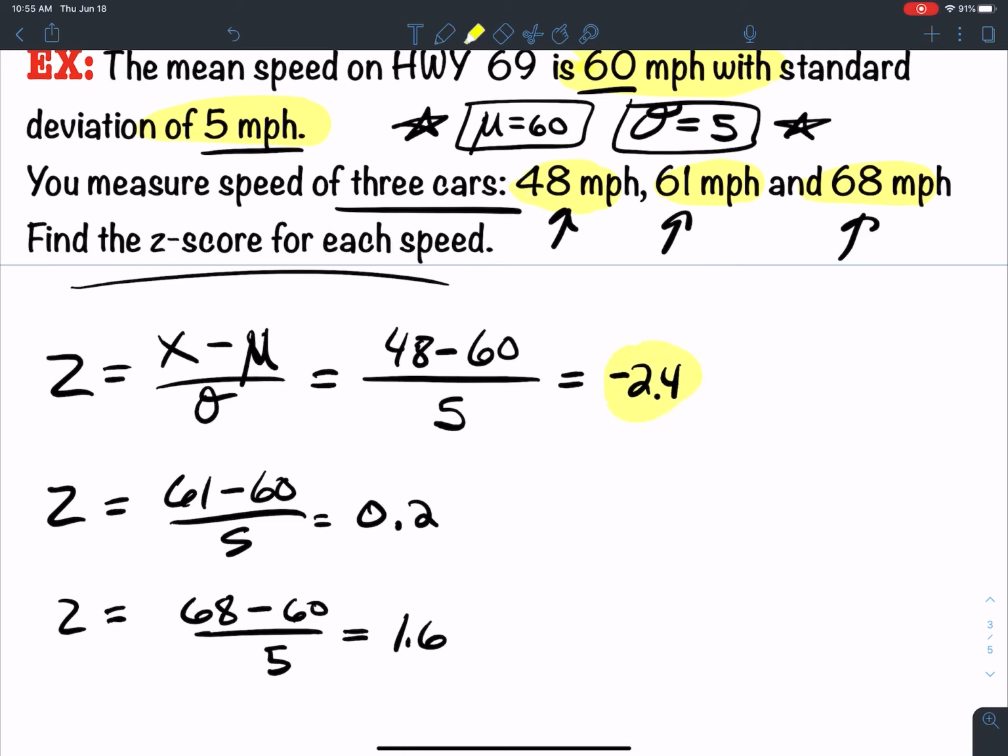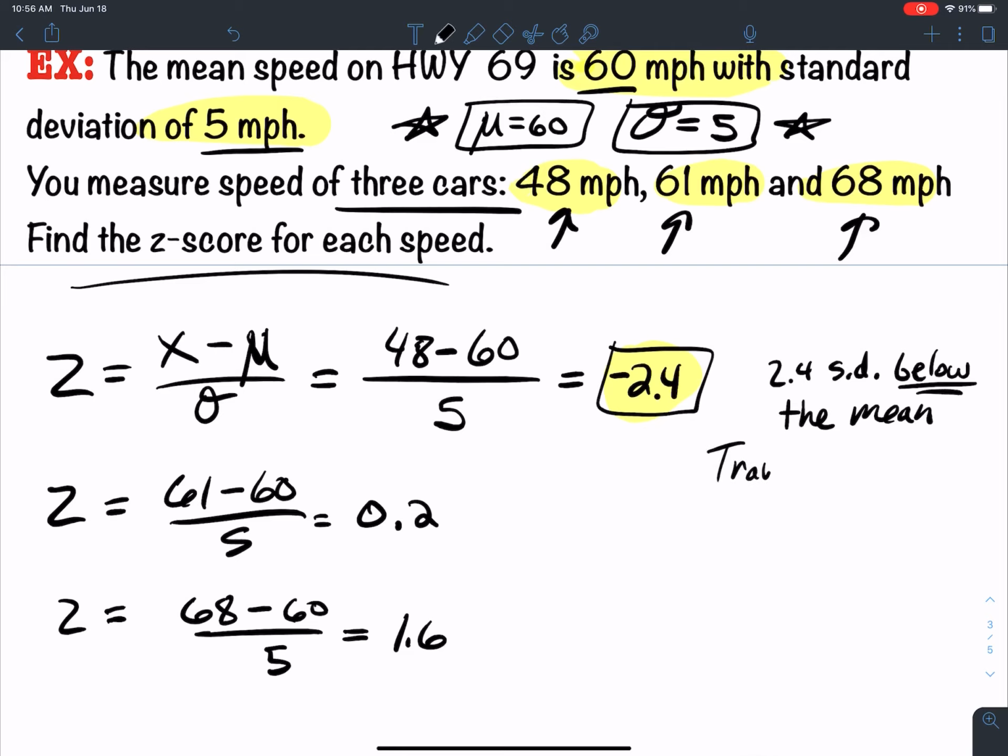How do I interpret negative 2.4? Negative 2.4 means that I'm 2.4 standard deviations below the mean. Below is where that negative comes into play. So what does this mean? This means that I'm traveling unusually slow. Now, how do I know it's unusual? Anytime I'm 2 or more standard deviations away from the mean, that is unusual, okay?